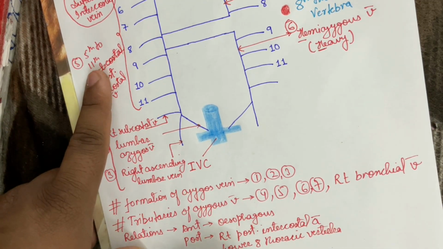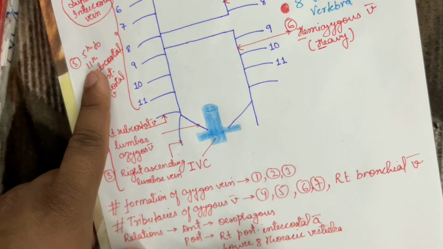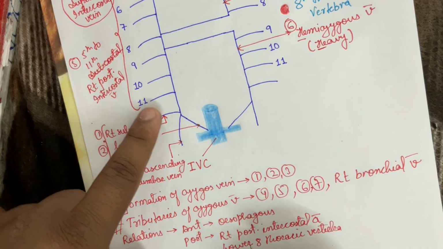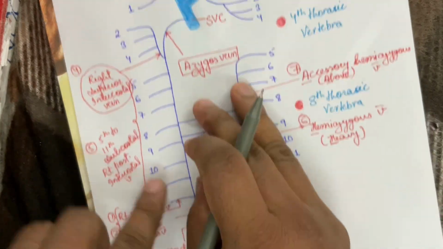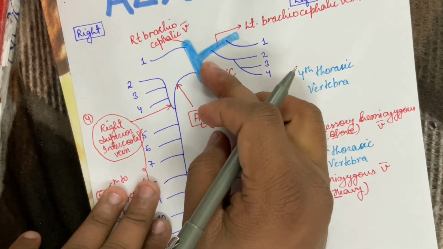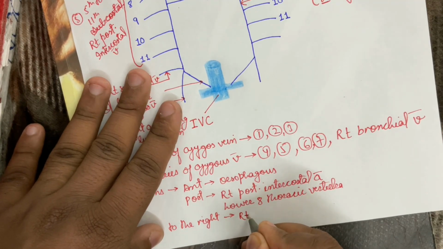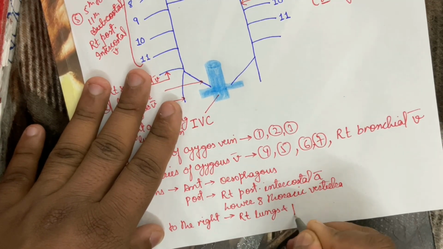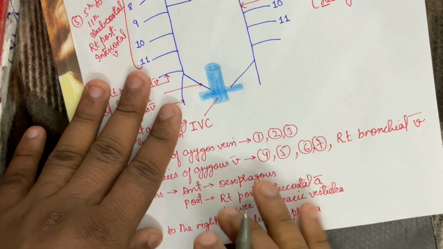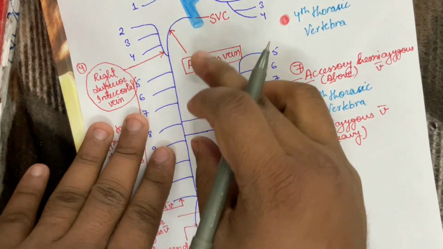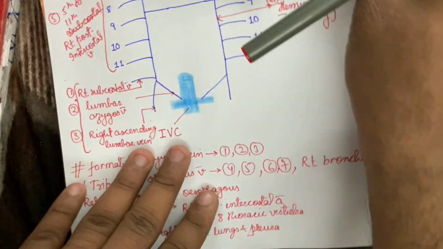To the right, the right lung and pleura are present. And the greater splanchnic nerve is present.